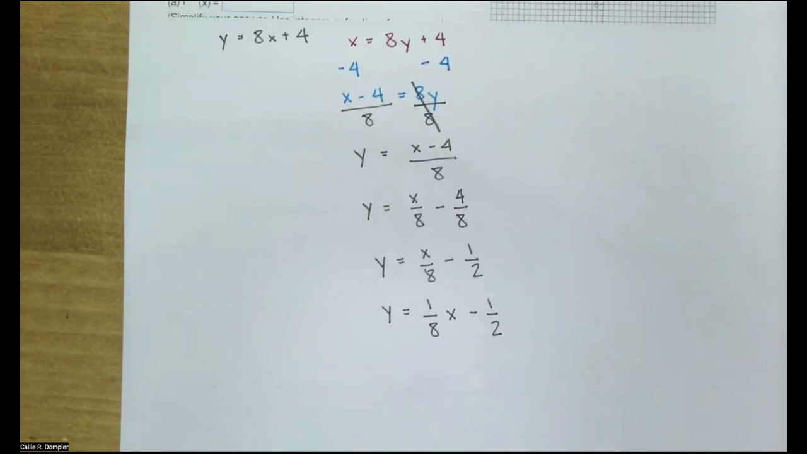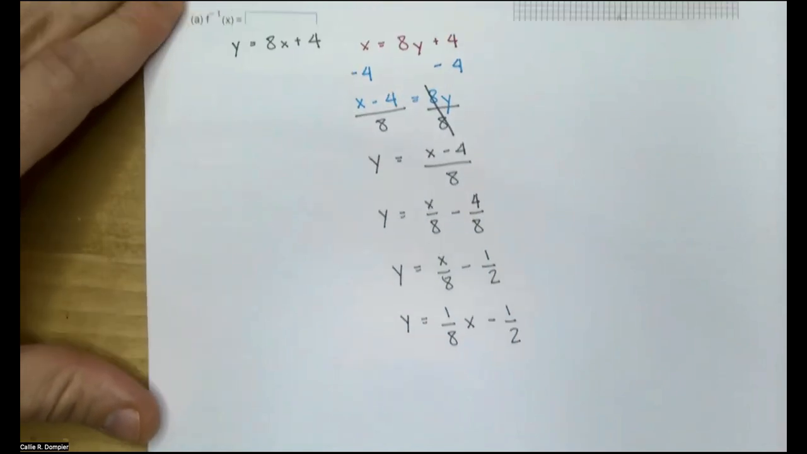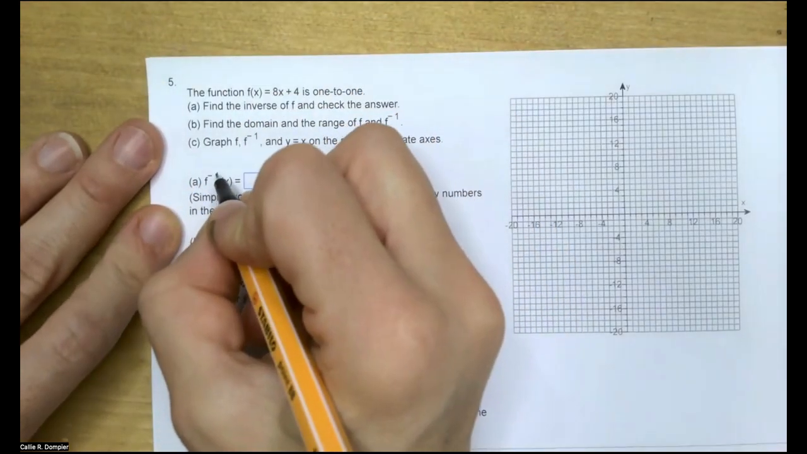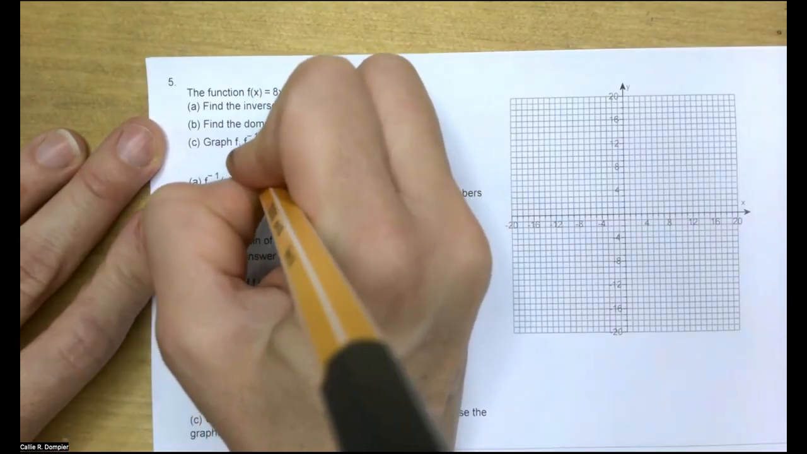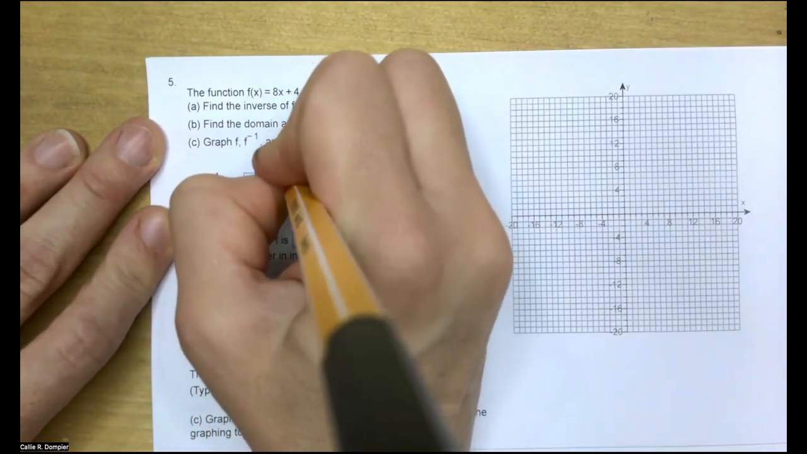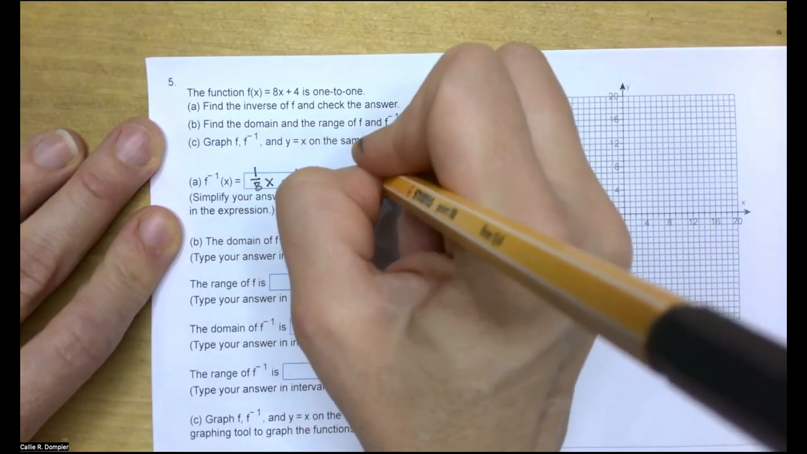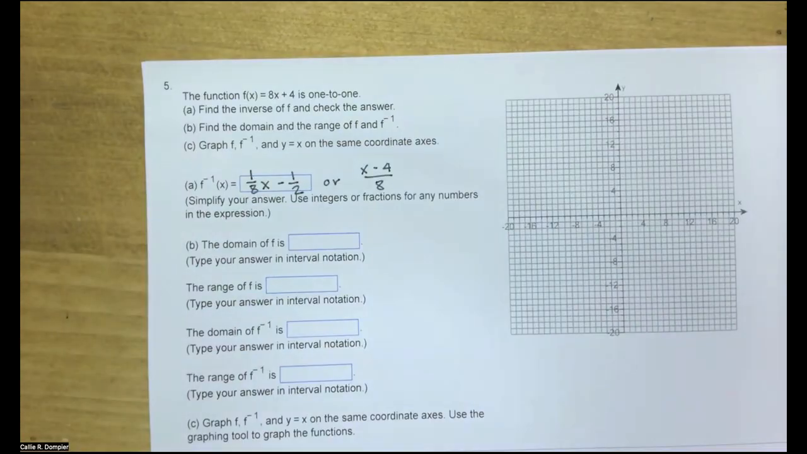So the inverse function is f negative 1 of x is equal to 1/8 x minus 1/2, or x minus 4 divided by 8. Either one of those, any of those. Good?